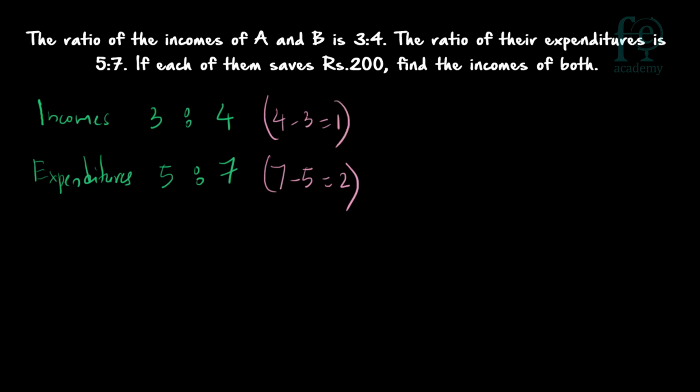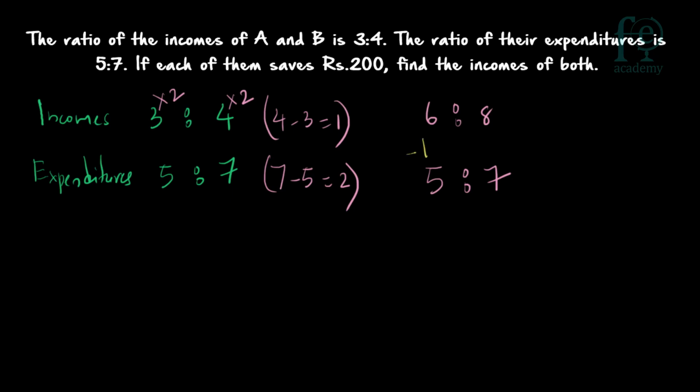So your first step is to make the difference between the antecedent and the consequent 2 in the incomes, or in the initial ratio also you have to make the difference as 2. So you have to multiply each term with 2. So 6:8 is the initial ratio and 5:7 is your final ratio. So every time the difference between the antecedent and the consequent should be the same in both the initial ratio and the final ratio. So 6:8 and 5:7.